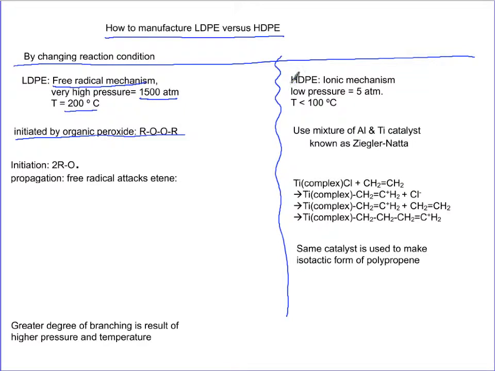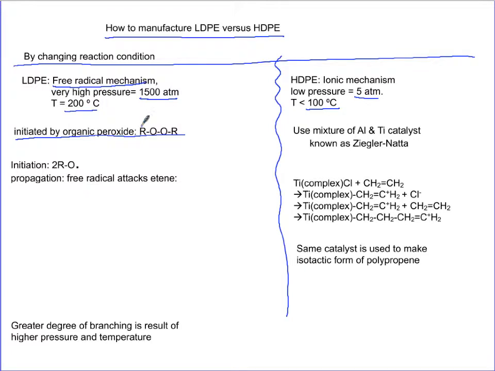Now on the other hand, high density polyethylene uses an ionic mechanism, and it has a low pressure, 5 atm only, and it has a lower temperature, 100 degrees Celsius. And it uses a special catalyst which is made out of aluminum and titanium, sort of a complex or a mixture. Now let's just go to low density polyethylene, which you need to remember is branched, and this is what happens.